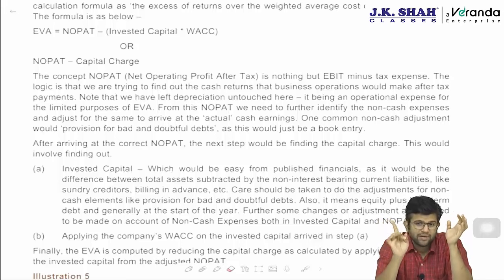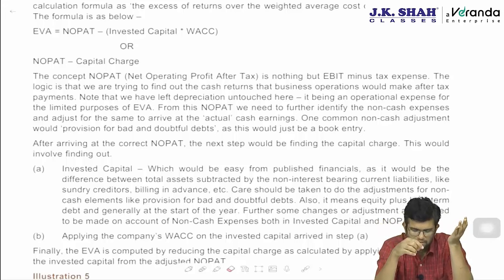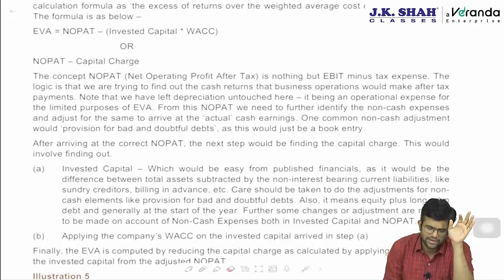But then they are putting one exception to the rule, that depreciation don't add back, keep it untouched, meaning let the depreciation be subtracted, don't add it back. Are you all able to understand? We will consider it to be an expenditure. So the example they have given for a non-cash expense is provision for bad debts. You understand, right? That is an example which they have given, which you can then reverse back. Everybody clear? That is one thing about this EBIT.